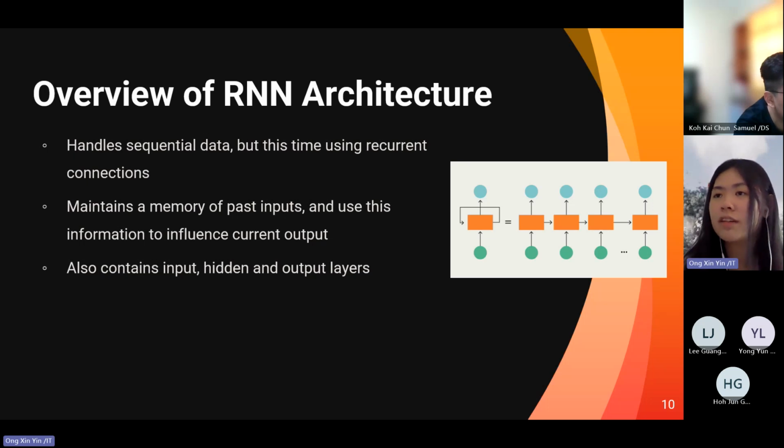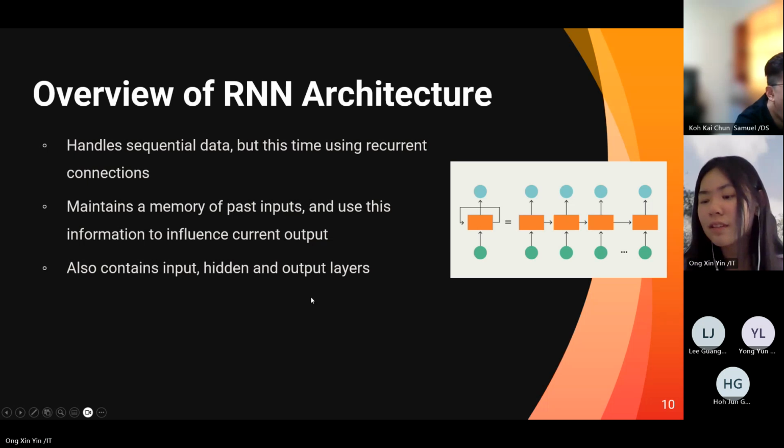Now we'll be covering an overview of recurrent neural network architecture. RNNs handle sequential data, which is basically data that has sequence, but this time using recurrent connections. Recurrent neural networks will also remember past inputs and use this information to influence the current output. And similarly to a traditional neural network, it contains input, hidden, and output layers.